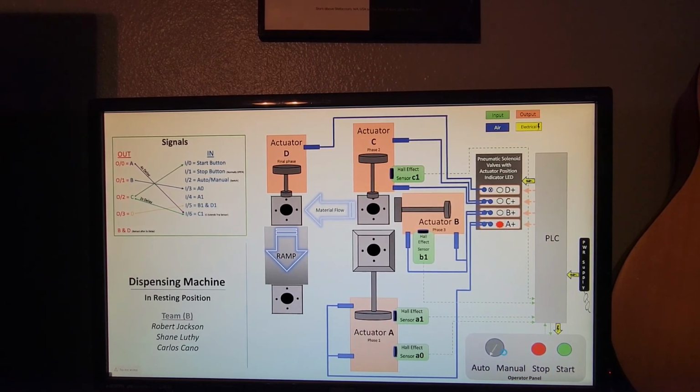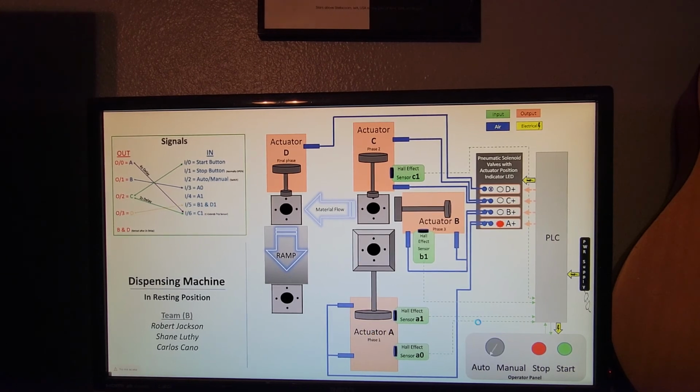And then in the manual position, the start button starts each phase manually, and that is the system.